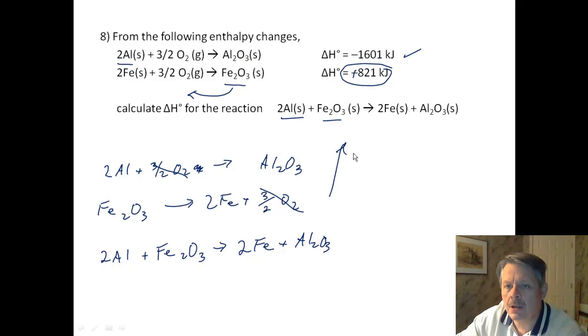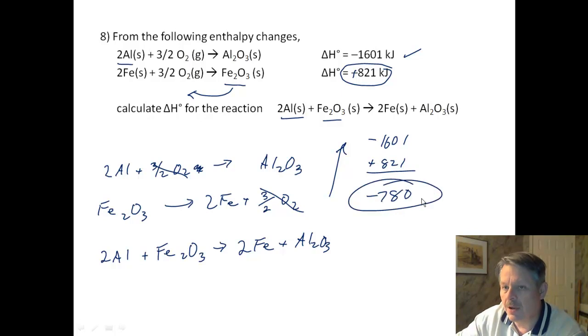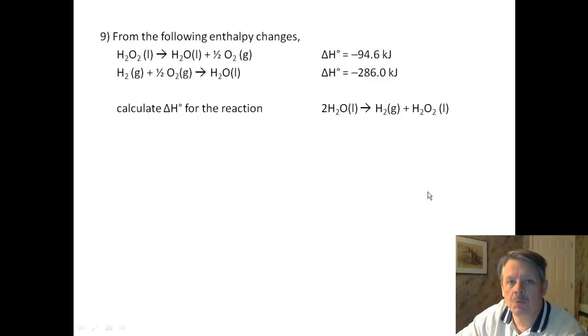Looks like that equation. So I take the negative 1601 and I add to it an 821, that's positive. Okay, so I get a negative 780 as my final answer. That is in kilojoules. All right, only a couple more.